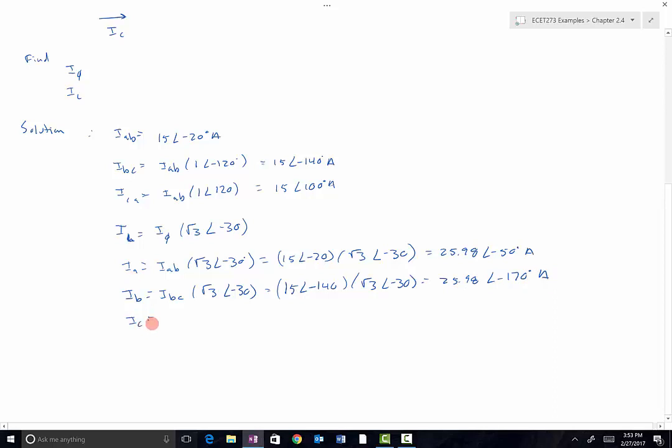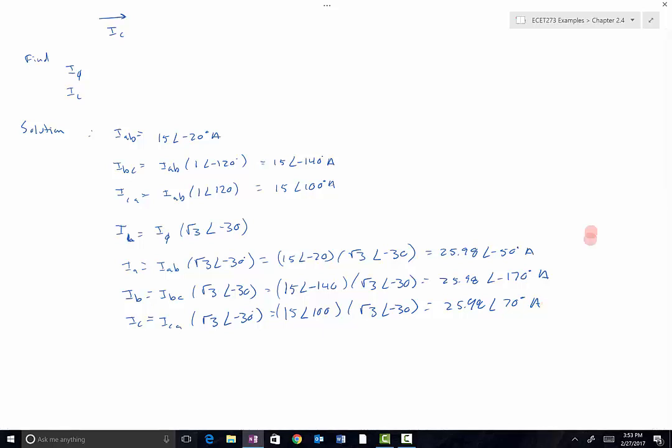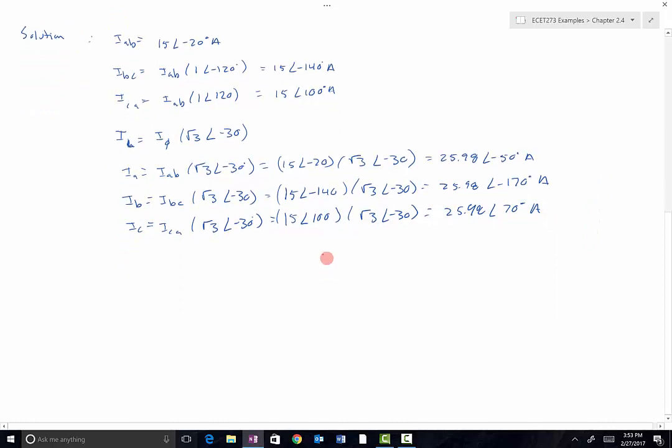And then IC is going to be equal to ICA times root 3 angle negative 30 degrees, so it's going to be equal to 15 angle 100 times root 3 angle negative 30. That gives me 25.98 amps at an angle of 70 degrees amps. So those are the currents there, and we were asked to draw a phasor diagram of those.